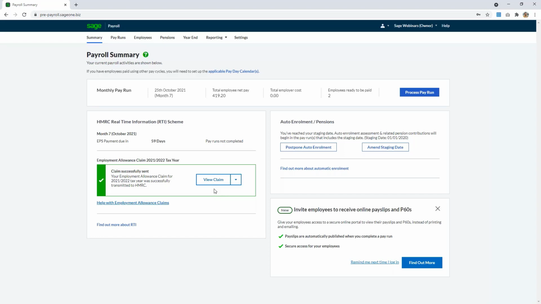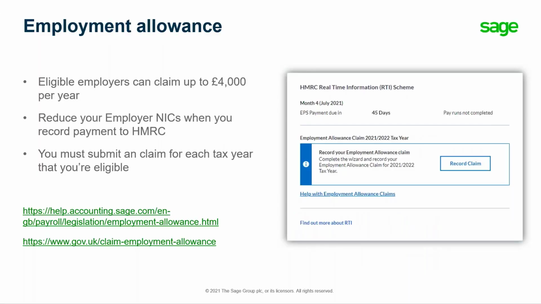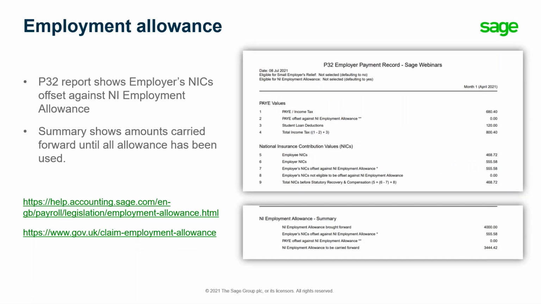And then at the end of each tax period, so tax month or tax quarter, depending on your reporting frequency, you will be able to claim back any remaining employment allowance. And the P32 report in Sage Payroll will work that out for you. So very quick demo there. There's a link to our help on employment allowance. That's also available in the handout.